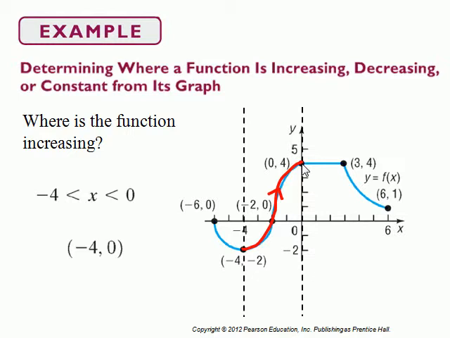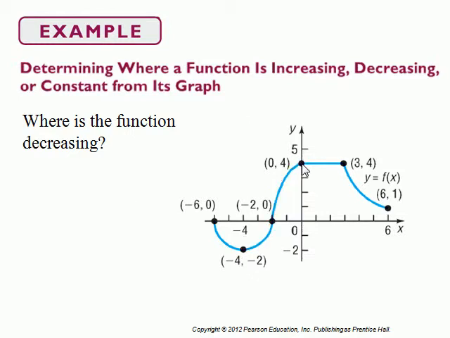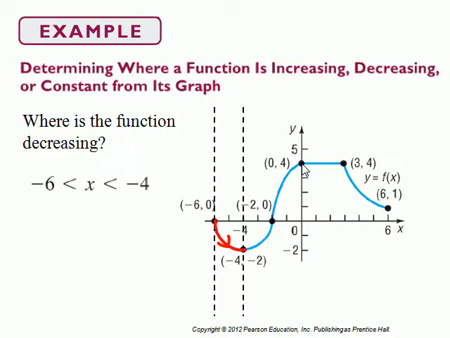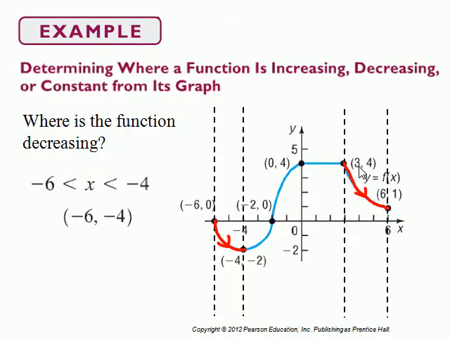All right, so let's continue. That was where is it increasing? Now let's see where is it decreasing. Now you might notice it's actually decreasing in two spots. One spot is between those two lines, so between -6 and -4, but it's also decreasing somewhere else, and that's going to be between 3 and 6. Now I know the values are between 4 and 1, but remember we're focused on the x values, and that's going to be from 3 to 6. So we have two intervals where the function is decreasing. We just focus on the x intervals. That's what we care about.